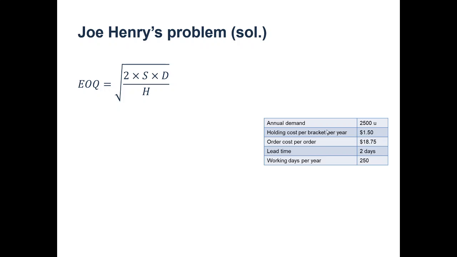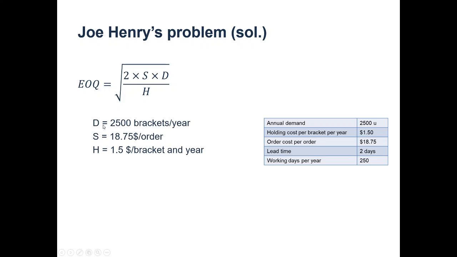So this is the relevant data, of which we only need these three values: demand, which is 2,500 brackets per year; the ordering cost, $18.75 per order; and the holding cost, which is $1.5 per bracket and year. Notice that all time units should be the same. So we have years here and years here. We can use weeks and weeks or months and months, as long as these time units are the same, the formula will work fine.